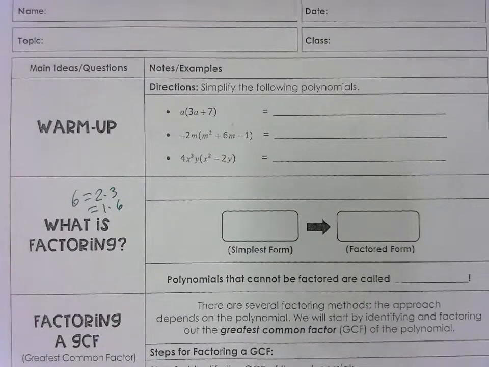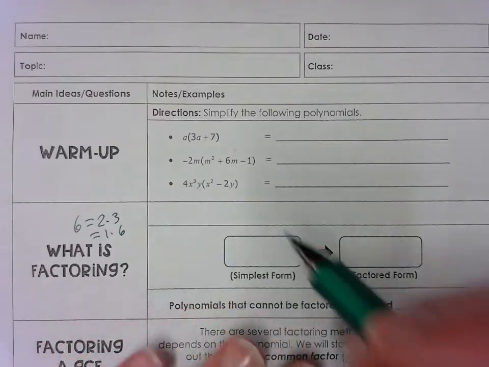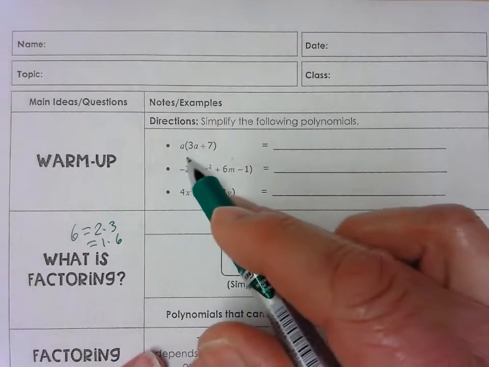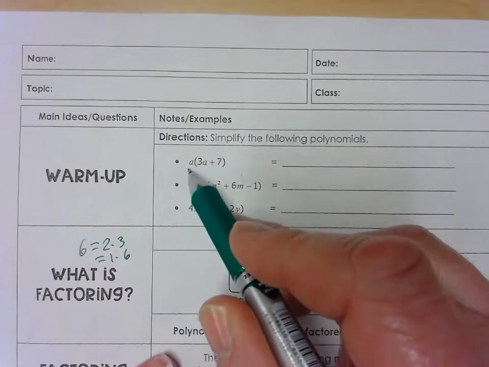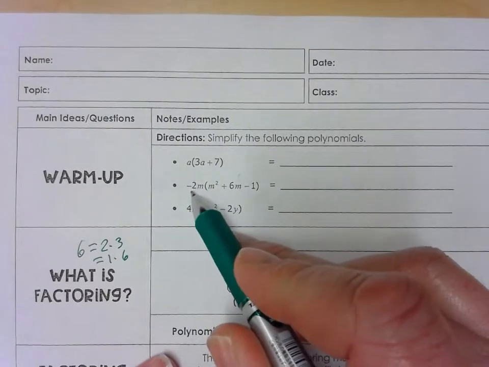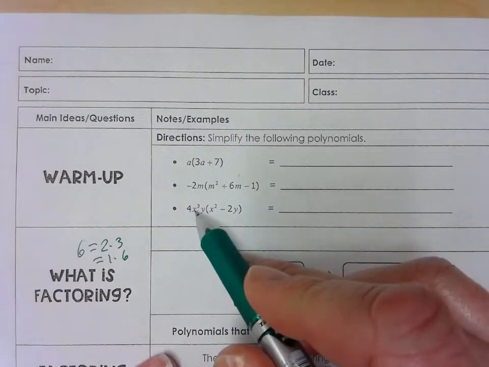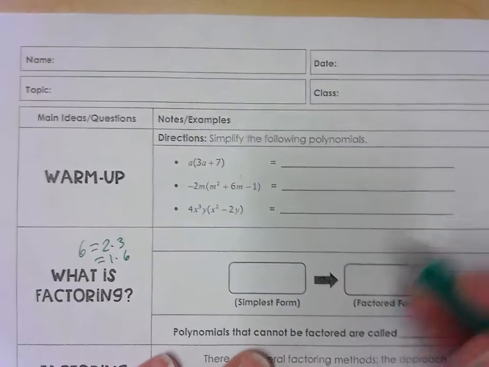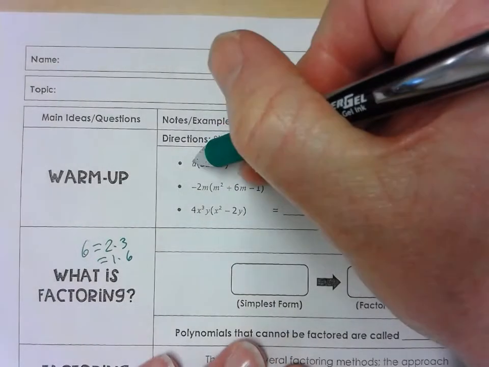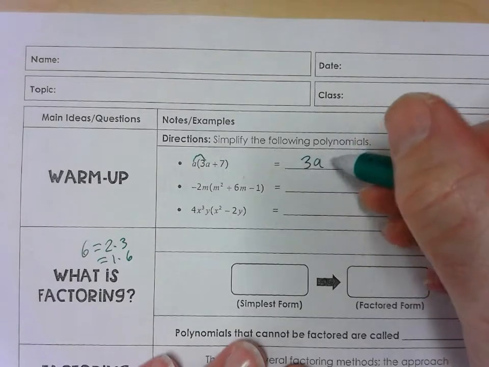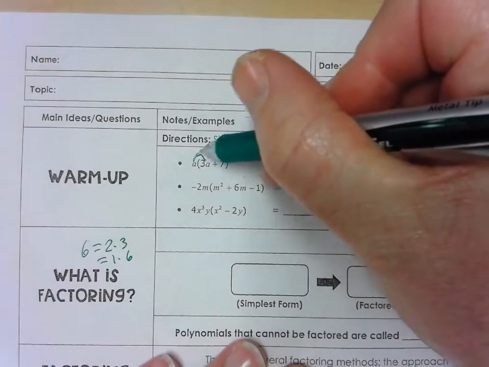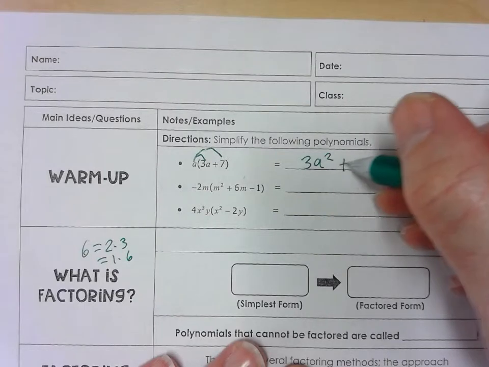So before we start that, we're going to do a little warm-up here, and this is basically the opposite of factoring. We're going to distribute here. We're going to multiply this monomial times this binomial, or this monomial times this trinomial, or this monomial times this binomial. So here we go. So a is going to multiply times 3a, gives me 3a squared, and a is going to multiply times 7 to give me 7a.